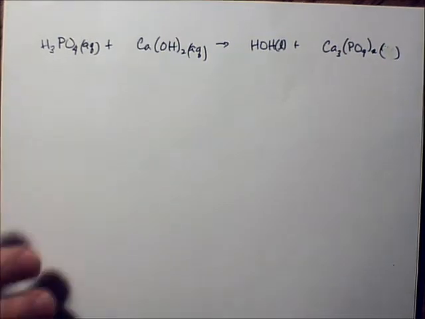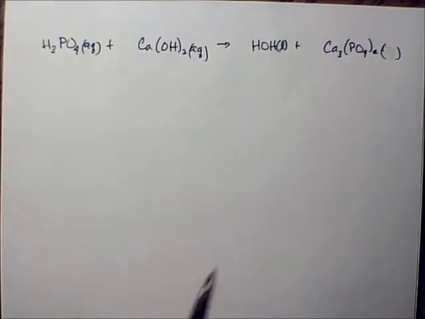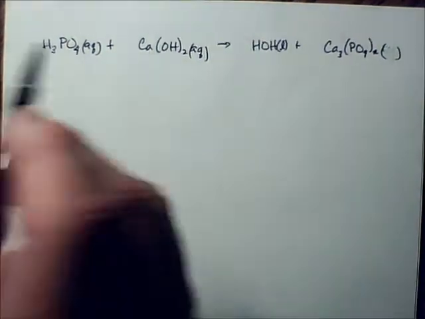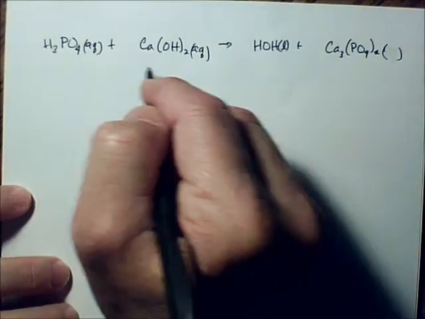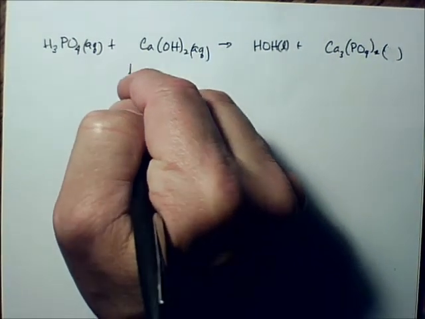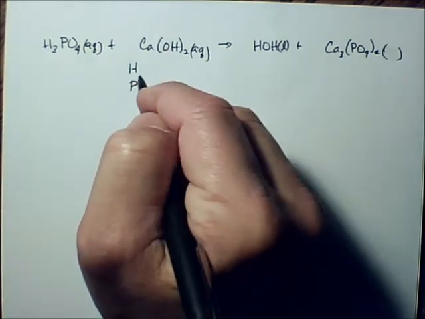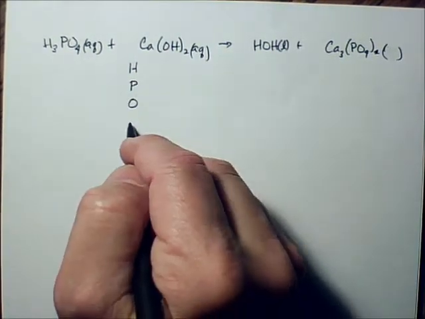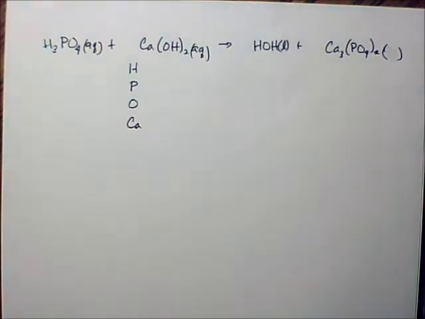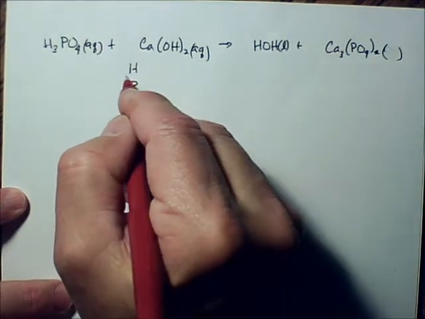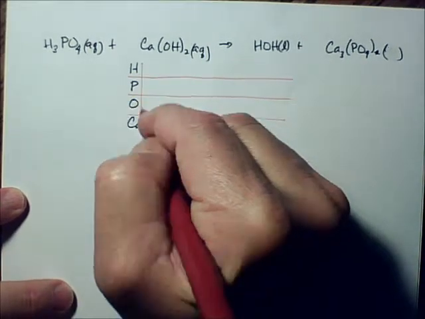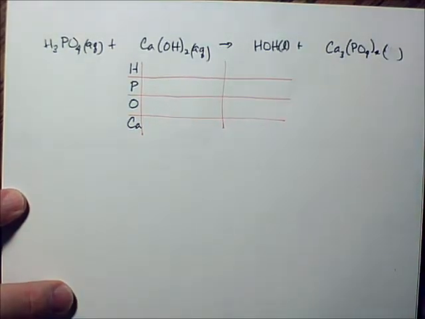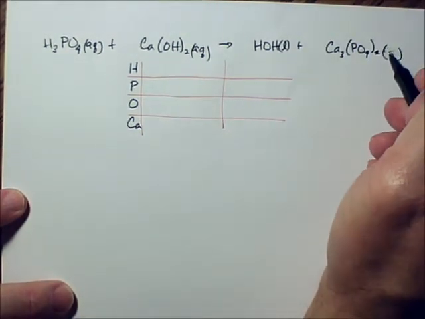Alright, so the first thing I'll do is make a list of all the atoms we have in this equation. And as complex as that all seems, we actually only have 4 different kinds of elements. We've got hydrogen, phosphorus, oxygen, and calcium. And we're going to make this grid for the atom inventory.